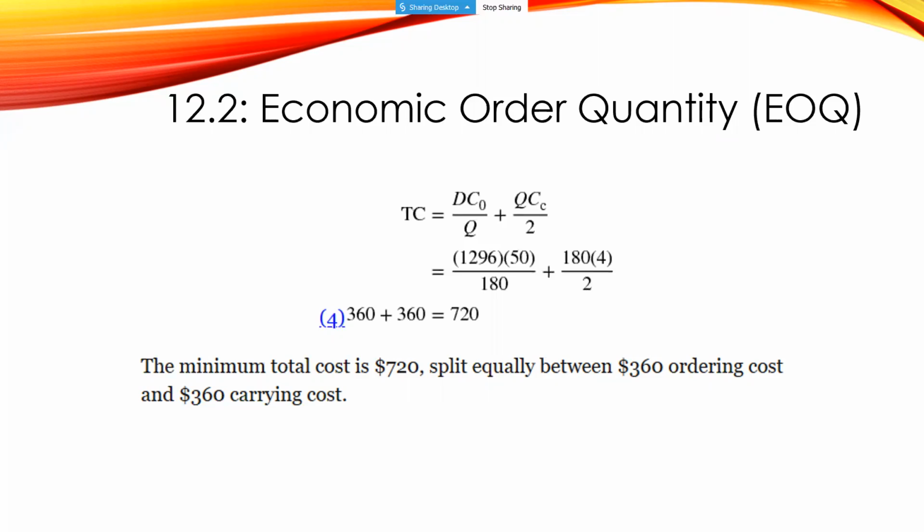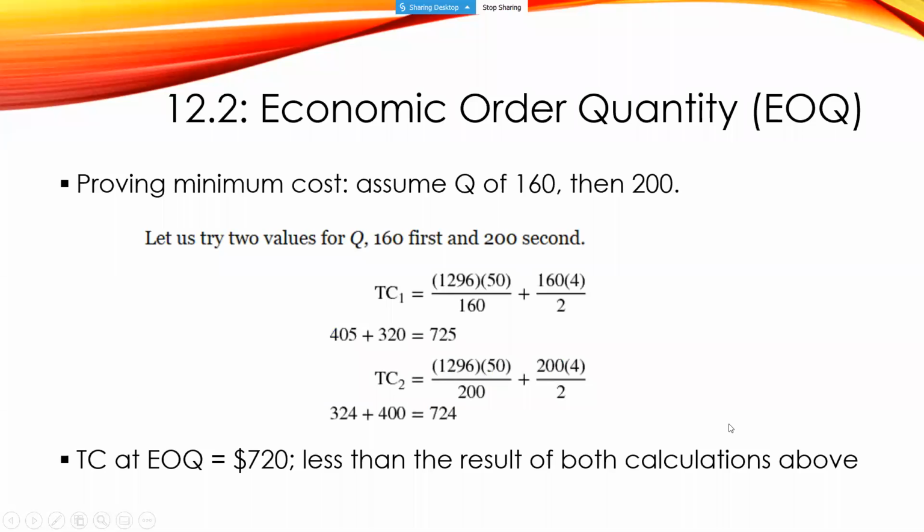So any other quantity besides 180 units should yield a higher total cost of inventory, even if it's above 180 or below 180. So the book's example decided, hey, we're going to take a couple of values for quantity. We're going to use 160 for a quantity below the economic order quantity, and we'll use 200 for a number above the economic order quantity.